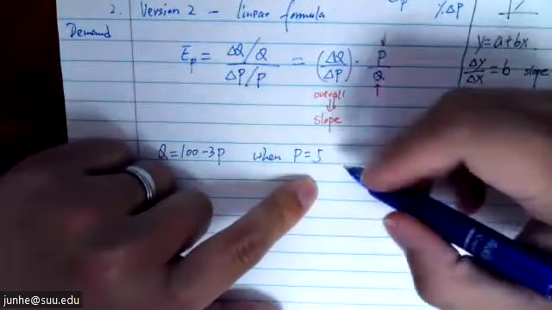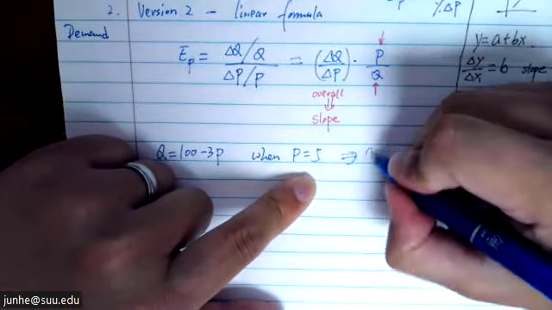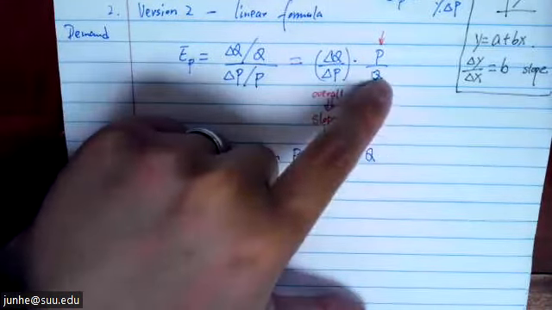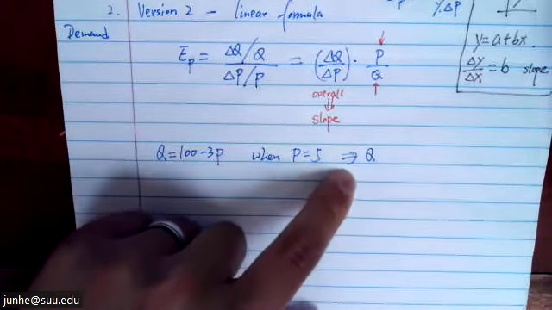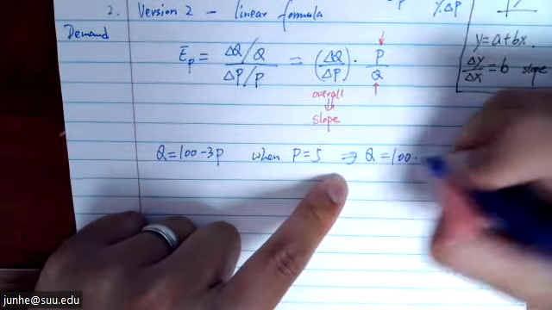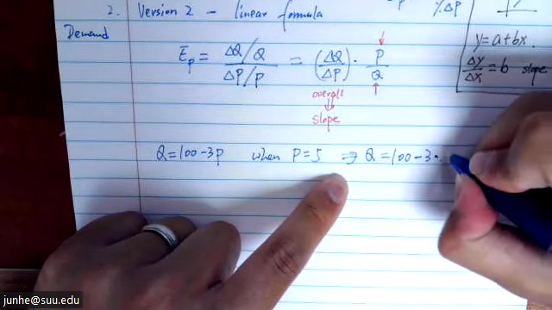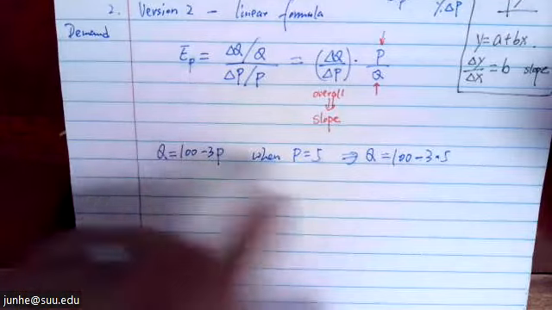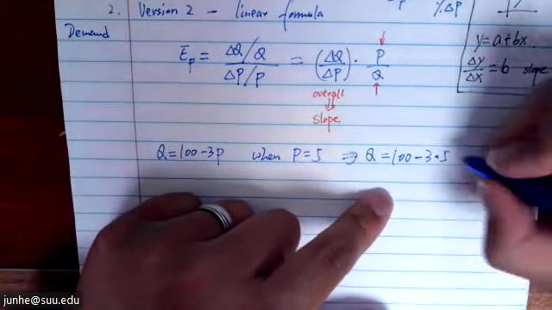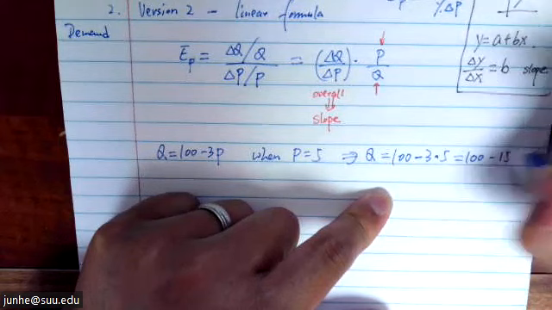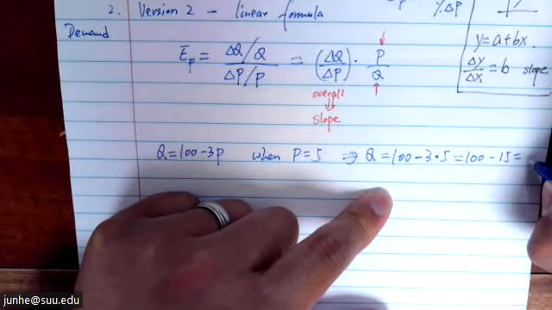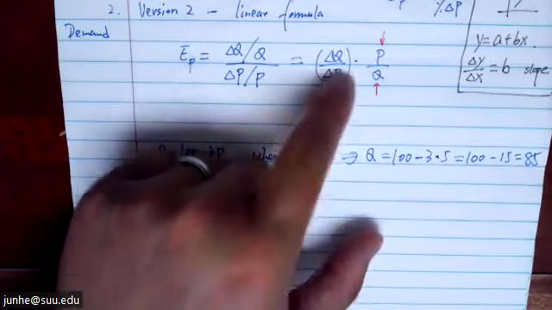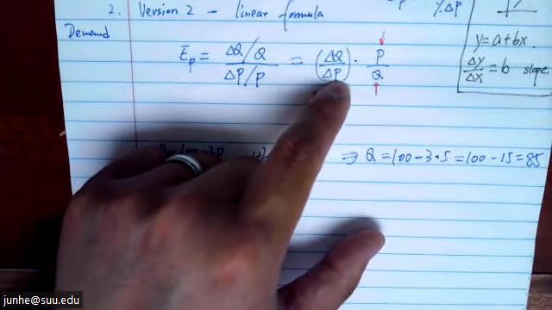That's why I also call this the linear formula version of elasticity, right? And here, the first thing that we can find is Q, right? You need this Q to calculate the elasticity. How do you calculate Q? Just plug P equals 5 into this demand function. So it's 100 minus 15, which is 85 as the result. That's your Q. So we have P, we have Q. The last question is, what is delta Q over delta P?